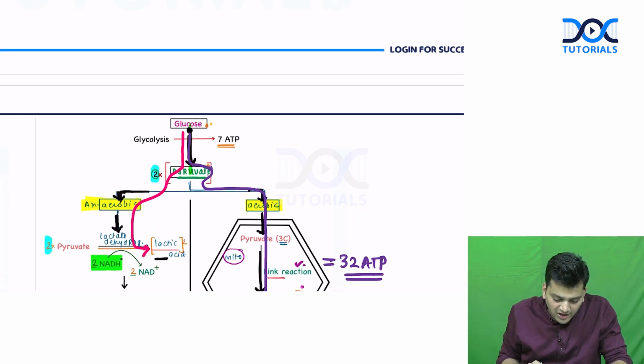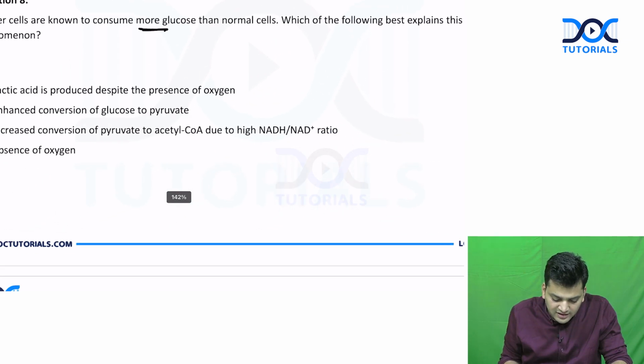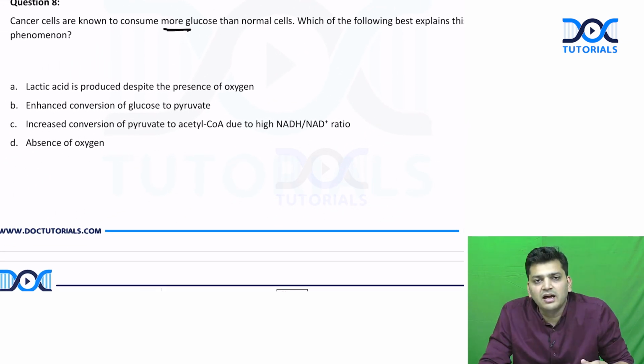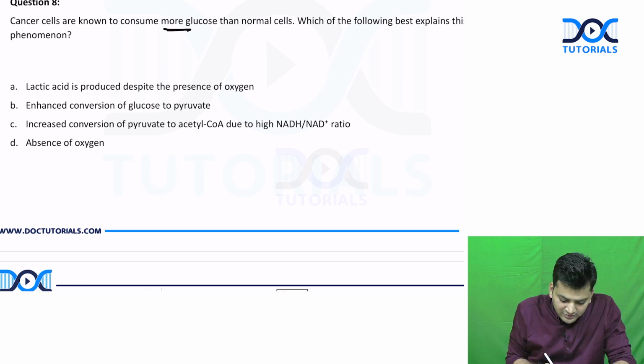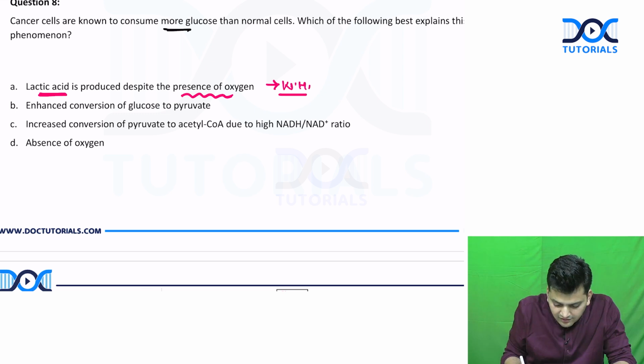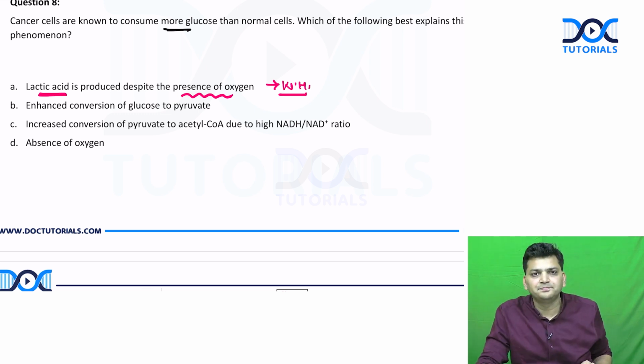So they are asking that why the cancer cells are consuming so much of glucose. That is because they are producing the lactic acid despite the presence of oxygen. That is the Warburg hypothesis. It's the Warburg hypothesis.